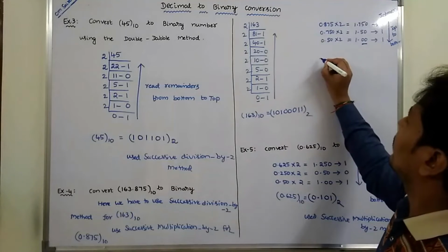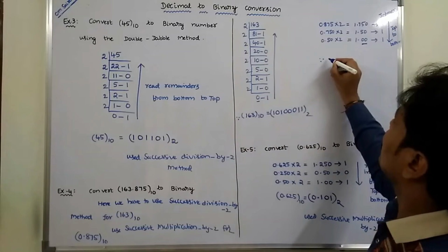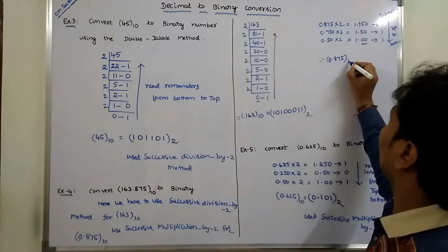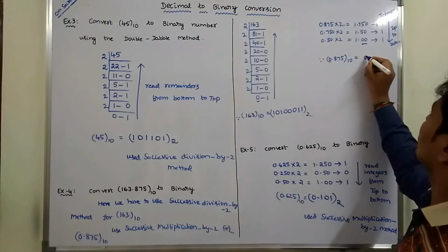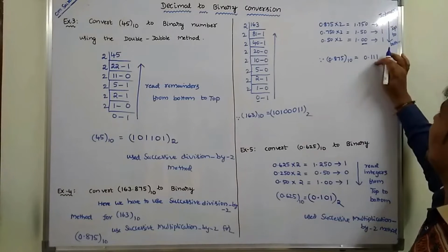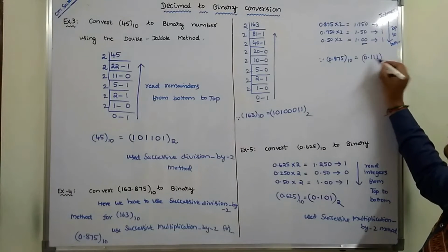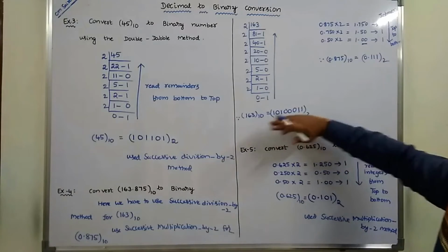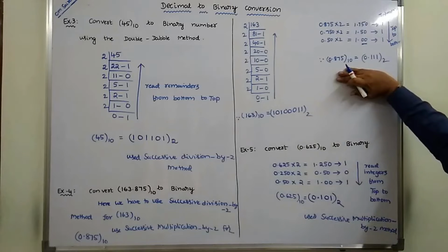So therefore 0.875 base 10 is equal to 0.111 base 2. From top, this one and this one. So this is the first subproblem result. This is the second subproblem result.